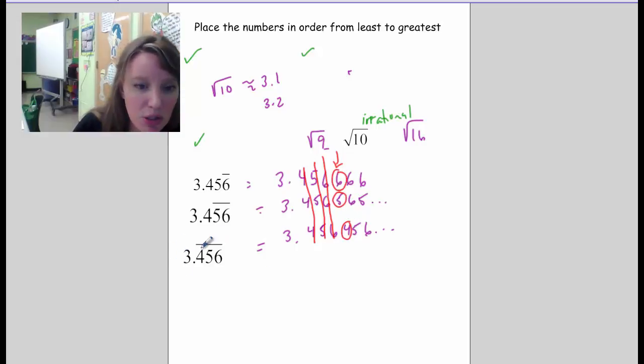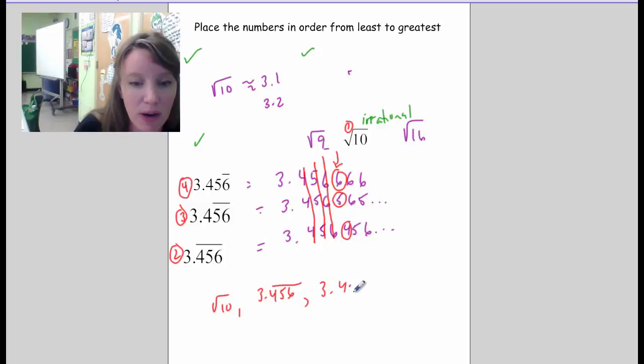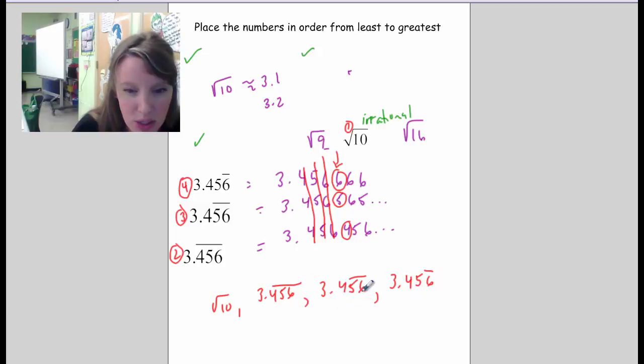So in terms of putting them in order, we're going to have this one as the first, then the second, the third, and the fourth. So you would rewrite them so you have the square root of 10 here, 3.456 with everything repeating, 3.456 with the 5, 6 repeating, and 3.45 with the 6 repeating. That's also due to the nature of the number that I created, which was 4, 5, 6. If the 6 had come first, if it was 6, 4, 5, then it might have been a little different.